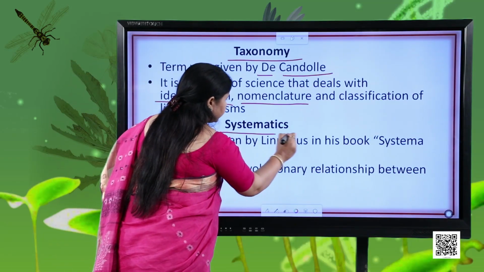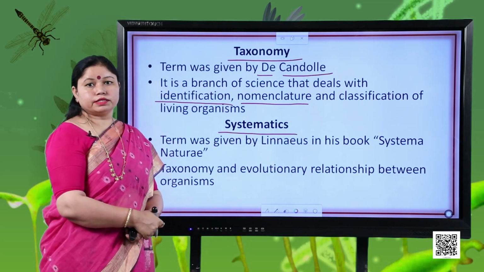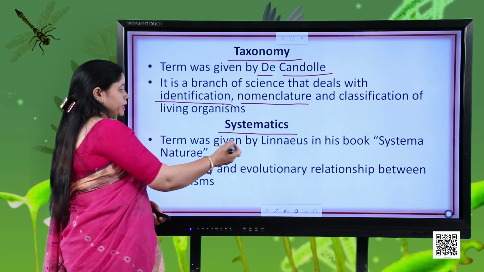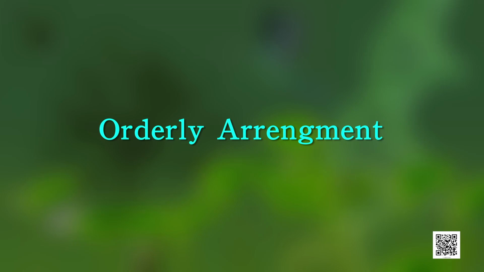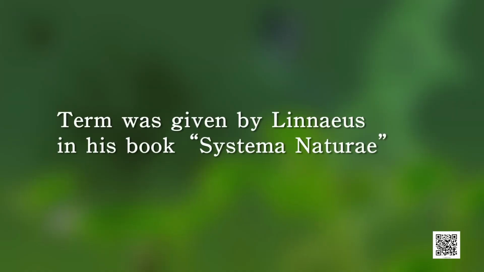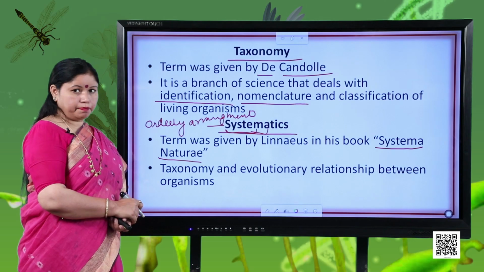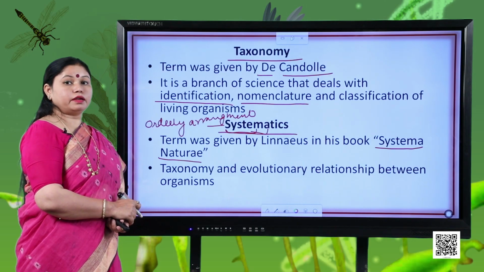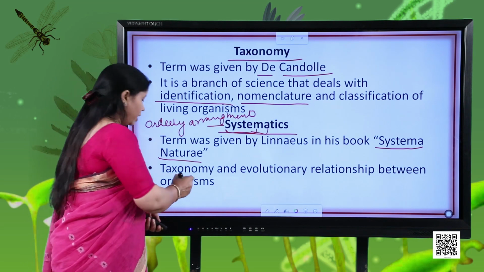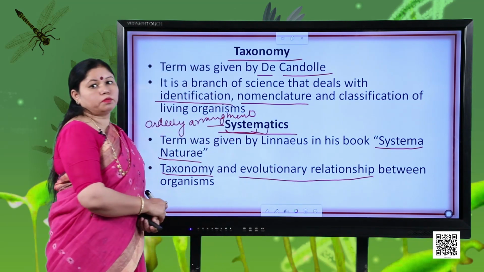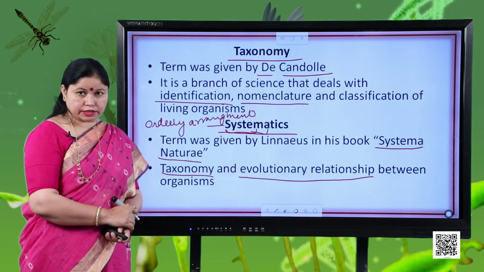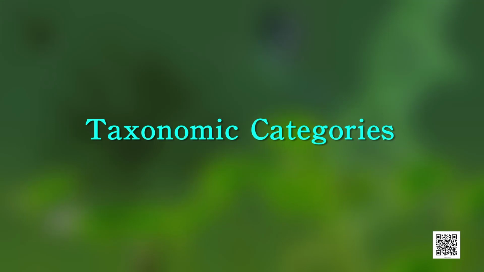Go to the next branch of biology, systematics. This is made up of 2 words, systema, that means orderly arrangement, and the term was given by Linnaeus in his book Systema Naturae, which was the title of his publication. If we compare taxonomy with systematics, then if we add evolutionary relationship along with taxonomy, that is systematics. Let us begin with the taxonomic categories.